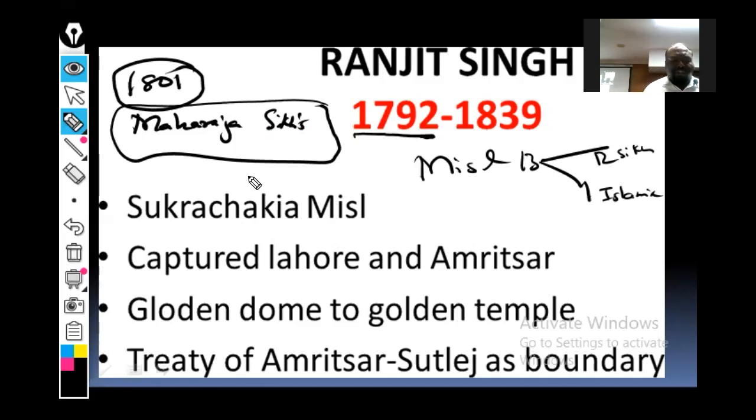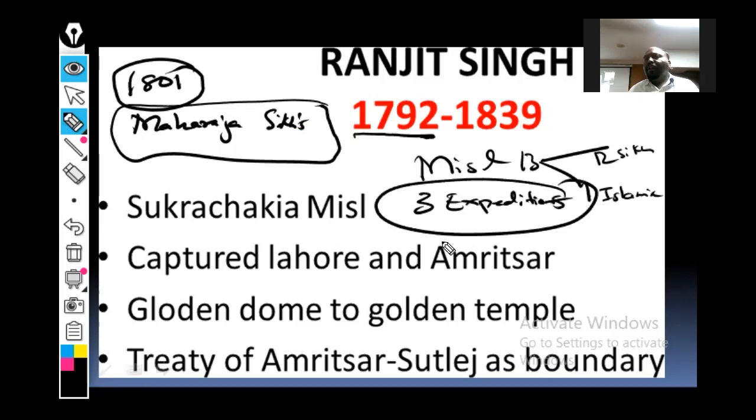So he organized 3 expeditions. So what were the expeditions? What do you mean by expedition? மூன்று போர்கள் செஞ்சாரு அவரு. எதற்காக? இந்த மக்கள் எல்லாம் கொண்டு வர்றதுக்கு. யாருடைய கண்ட்ரோல்ல? Under the control of only one supreme leader, Ranjit Singh.